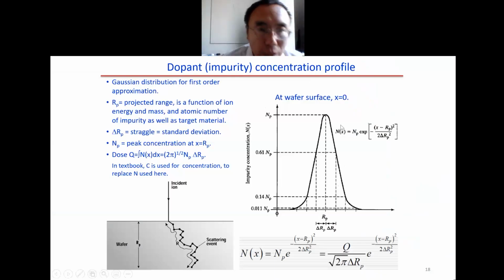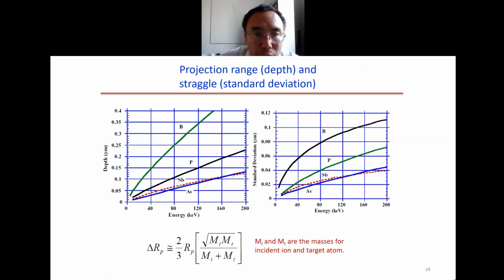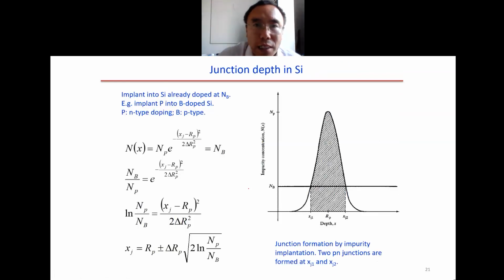So last time we talked about ion implantation and the dopant profile. The dopant profile for the ion implantation is given by this Gaussian distribution. So it's given by this formula, and we have gone through those slides. And now we'll continue with the junction depth in the silicon.